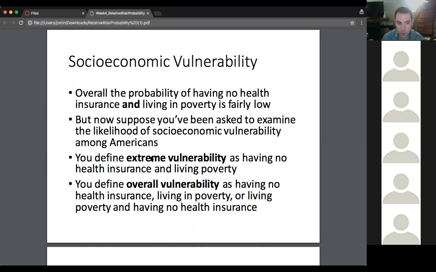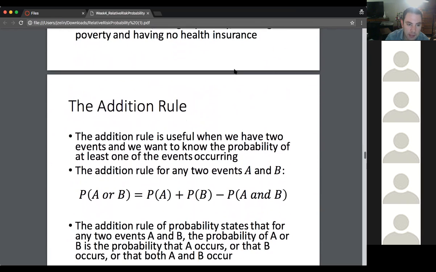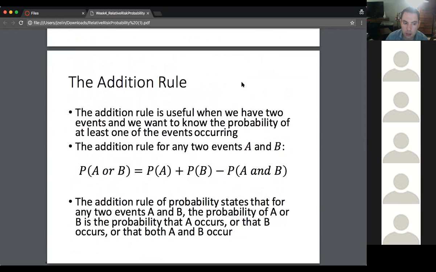So it's fairly low, right? But say if we were to look at those who have no health insurance and are living in poverty, that would be extreme vulnerability. But you can describe overall vulnerability as either having no health insurance, living in poverty, or living in poverty and having no health insurance. So those are different examples. If you have that last example where you have an or probability, that requires the use of the addition rule.